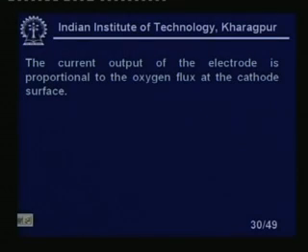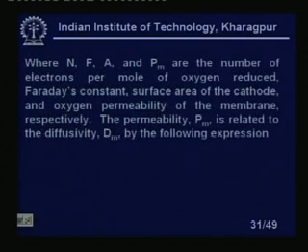The current output of the electrode is proportional to the oxygen flux at the cathode surface. Now, I = n F A P_m times the partial derivative of P with respect to x at x equal to 0, that means at the cathode surface, where n is the number of electrons per mole of oxygen reduced, F is the Faraday's constant, A is the surface area of the cathode, which is very easy to calculate because it is pi r square or pi d square by 4, and P_m is the oxygen permeability of the membrane respectively.